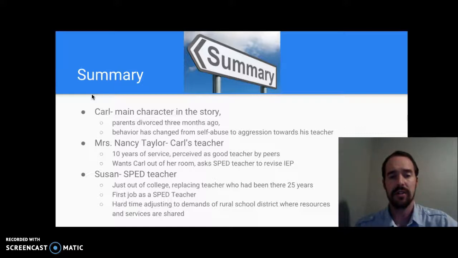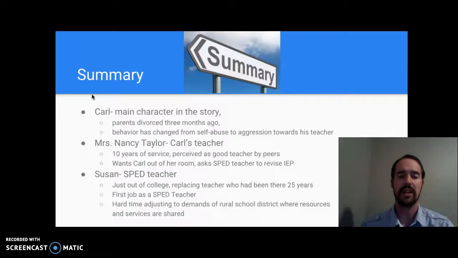The teacher for his homeroom is Mrs. Nancy Taylor, and she's been in the school district for 10 years, perceived as a good teacher by her peers. She wants Carl out of her room. Because of his aggression, she's worried that it's going to eventually turn to other students. So she's asking his SPED teacher to go ahead and revise his IEP that he had just had done a couple weeks prior, actually. Susan is the SPED teacher.